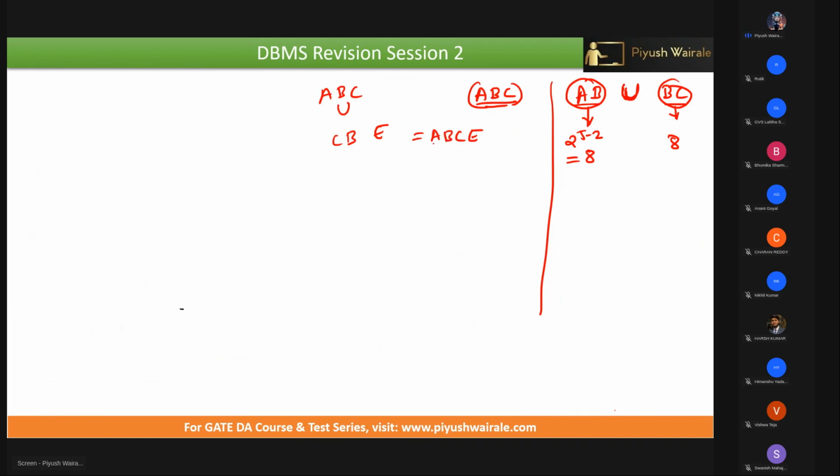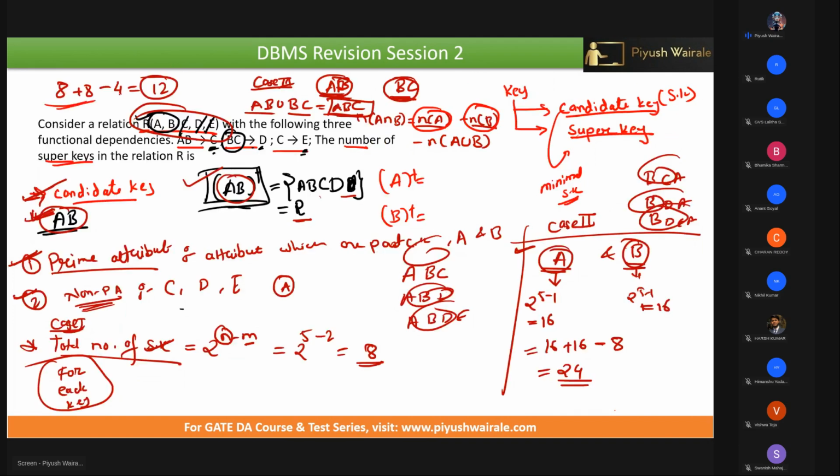Okay. So here, now I have three attributes. So using three attributes, how many super keys are possible? That is basically 2 to the power 5 minus 3, that is basically 4 here. So this is what we have done: 8 plus 8 minus 4 equals 12.